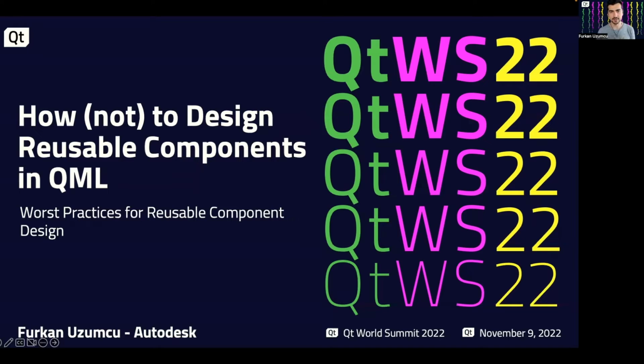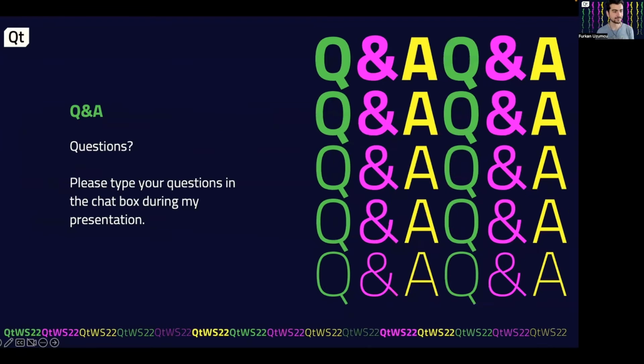I work at Autodesk, and I've been part of a project to replace a UI framework that has been built internally and has been in use for 30 plus years with Qt and QML. And in the 3 years that I've been working on this project, I learned a thing or two about reusable component design, and I'd like to share some of those with you.